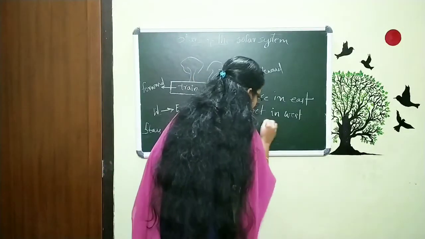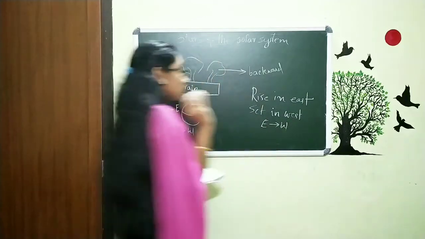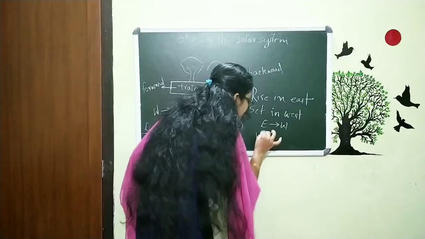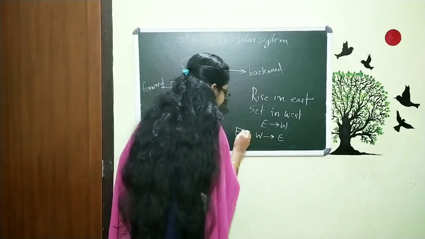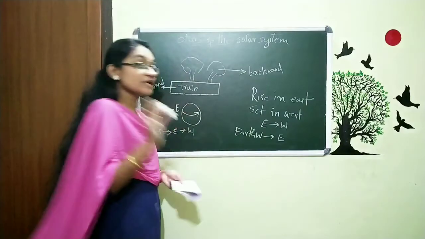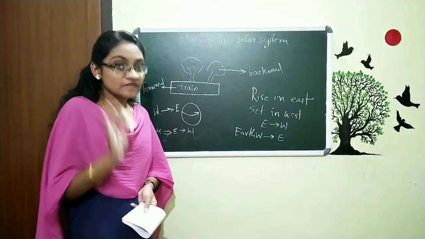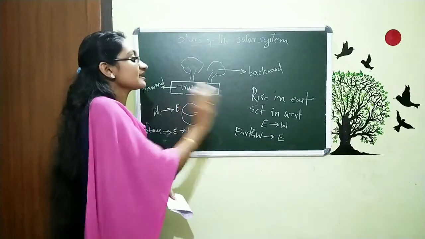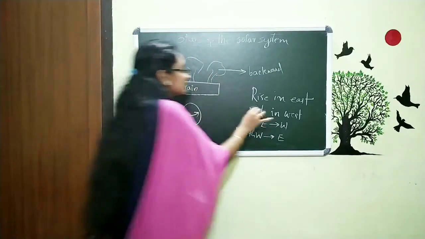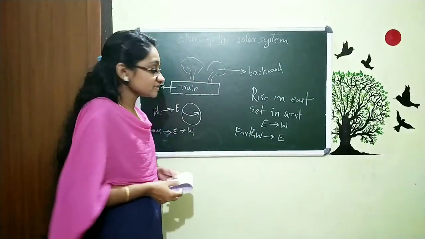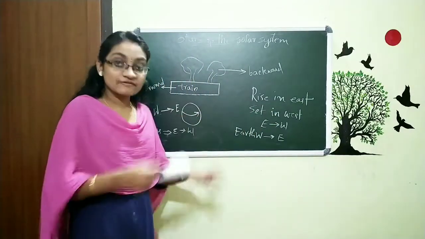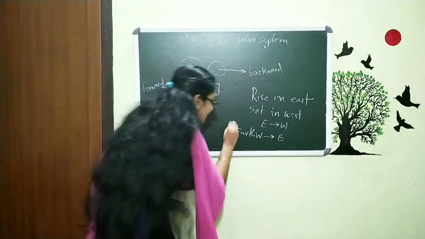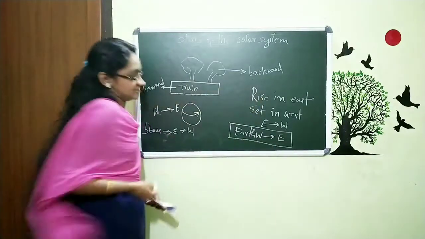East to west. Why? Because of the rotation of earth from west to east. So you have to remember the earth is rotating from west to east, and because of this we feel like the sun rises in the east and sets in the west. So this is all an apparent feeling because of the revolution and the rotation of earth. Just put this in your mind: earth is rotating from west to east.